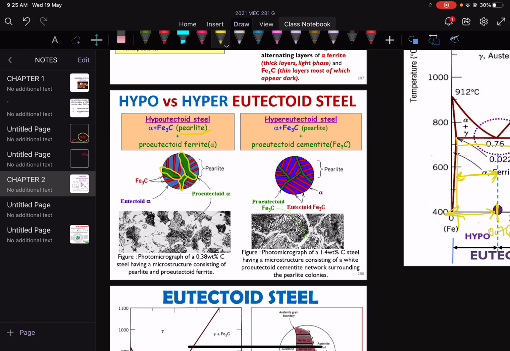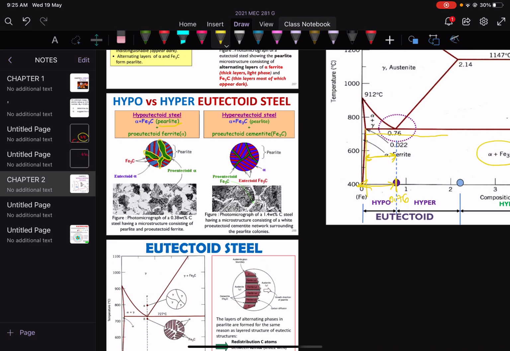And for the hypereutectoid, which is to the right of your eutectoid point, similar, because it has undergone eutectoid, the structure will have the pearlite layers, and because it is happening just below your eutectoid point, it will also have some cementite, which is proeutectoid cementite. So it will look like this. Why does it become like that, later on I will show you.